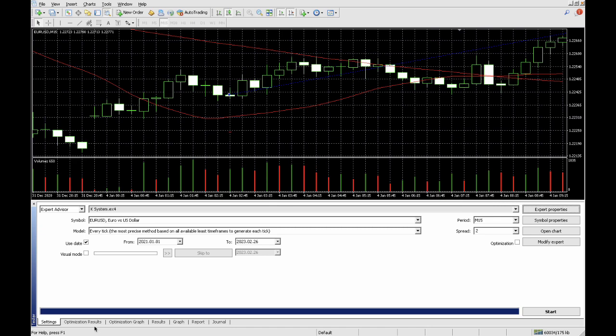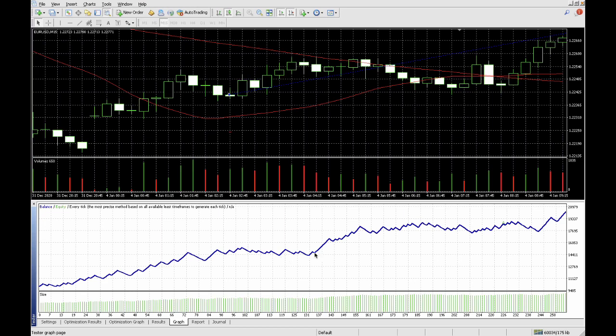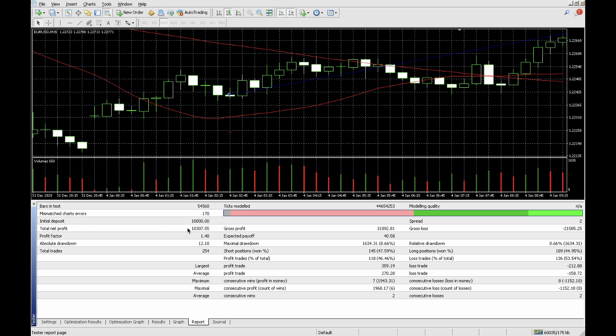So let's look at the strategy performance here. I'm just going to show you the graph to see how this strategy works. And for the reports, you can see we had about 103% profits. We had 254 trades in a period of about 2 years, which is about 1 trade per 2 days. You can see the drawdown is about 8.66%. The short positions win rate is about 47.59%, and the long positions win rate is about 44.95%.